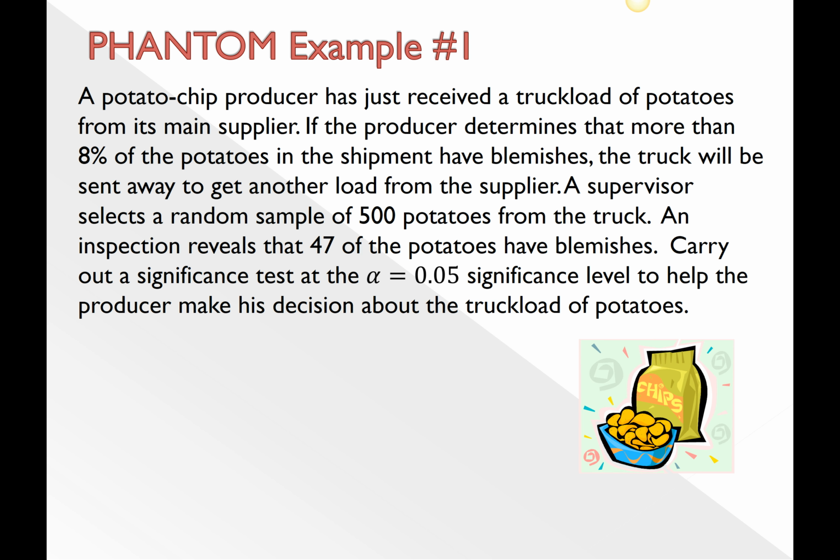All right, so our first example is about a potato chip producer. This producer has just received a truckload of potatoes from its main supplier. If the producer determines that more than 8% of the potatoes in the shipment have blemishes, the truck will be sent away to get another load from the supplier. So that's pretty significant. If more than 8% have the blemishes, we're going to send the truck away.